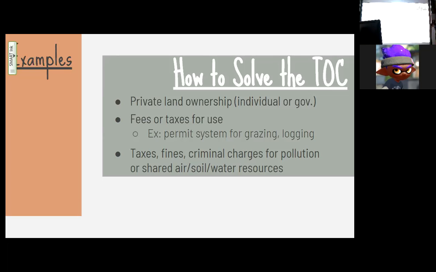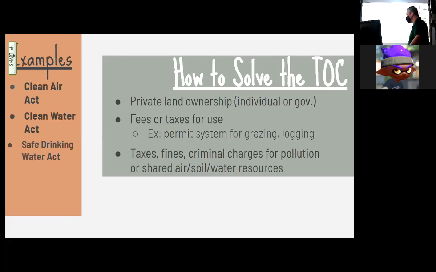Criminal charges for pollution for shared air. This is where you have to get those things like the Clean Air Act and the Clean Water Act, the Safe Drinking Water Act, the huge green movement of the 70s in the Nixon administration, which is hard for us to believe. But that's where this came out of. You had certain rivers that were running red with pollutants. And so the government got together and said, hey, we're going to start fining you for putting this stuff out there.